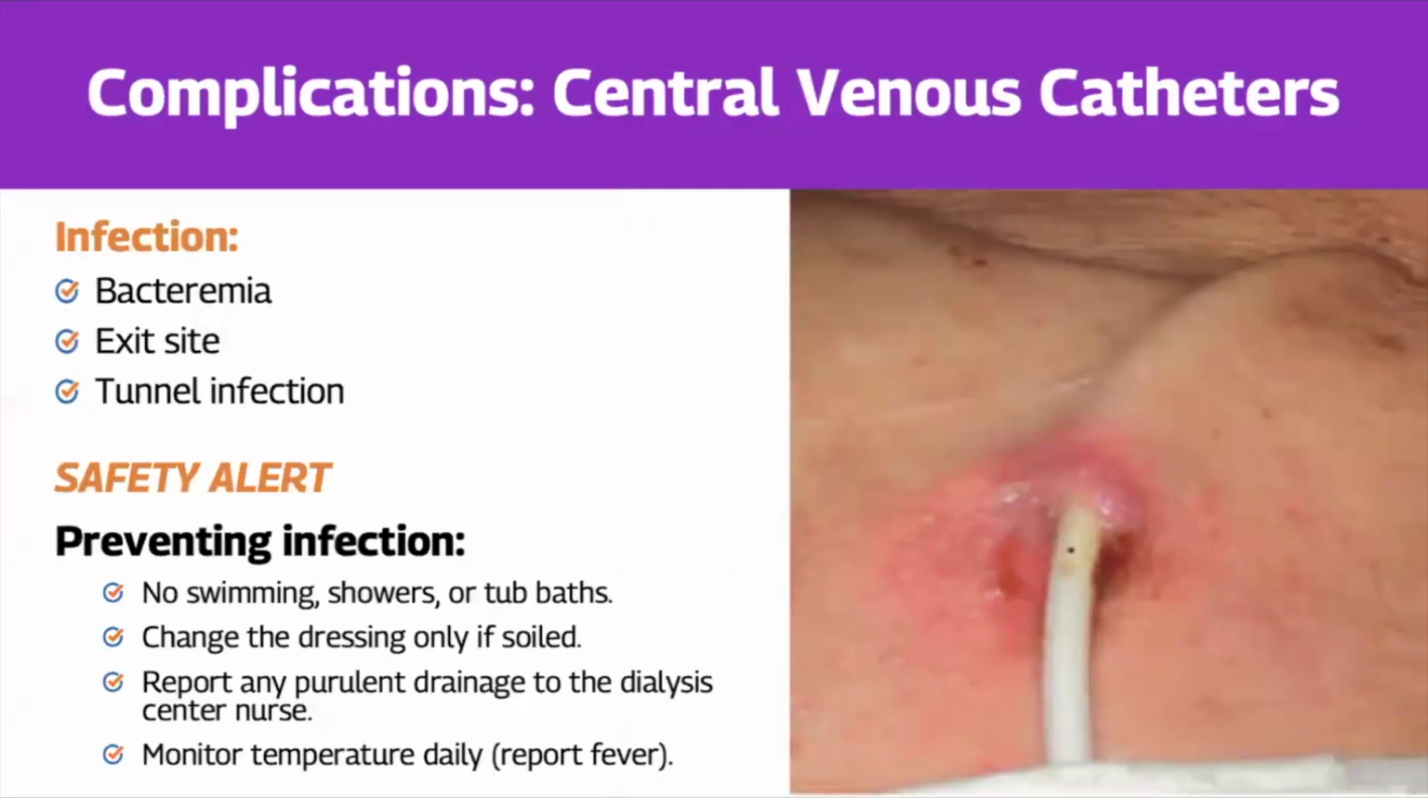So complications of central venous catheters. Here in the picture, you see a problem with infection. So this looks like an exit site infection, but it can move through that tunnel into the heart and cause endocarditis or septicemia. So it's very important to be on the lookout for any signs of infection.